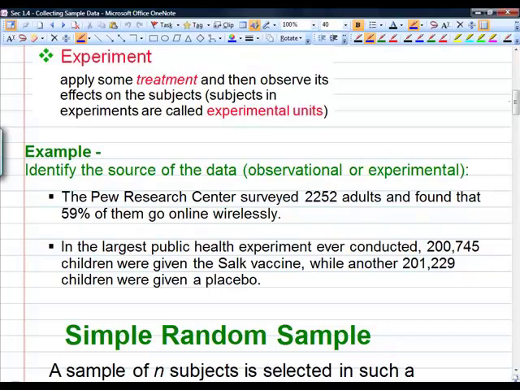Which one of these is observational and which one is experimental? The first one is observational. The second one then would be experimental. Do y'all know who Jonas Salk is or what he invented? Polio vaccine. It's a big deal.